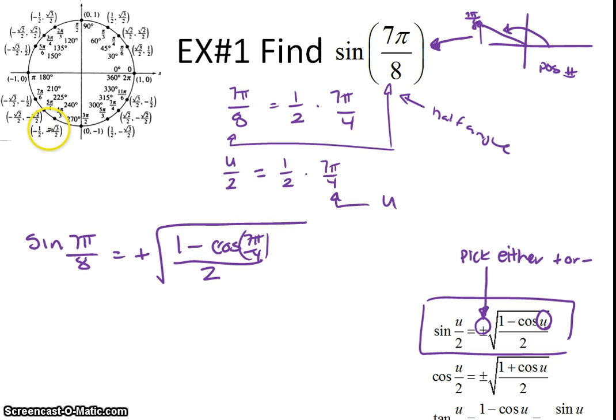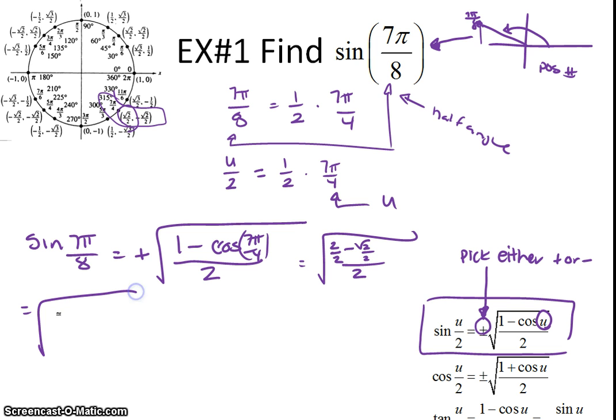Cosine of 7 pi over 4. We look for 7 pi over 4 on the unit circle. Cosine is the x coordinate, so it's root 2 over 2. So this is the square root of 1 minus square root 2 over 2, all over 2. And we're just going to simplify this. I'm going to have a common denominator in the numerator, so I'm going to replace 1 with 2 over 2. So it's the square root of 2 minus root 2 over 2, all over 2.